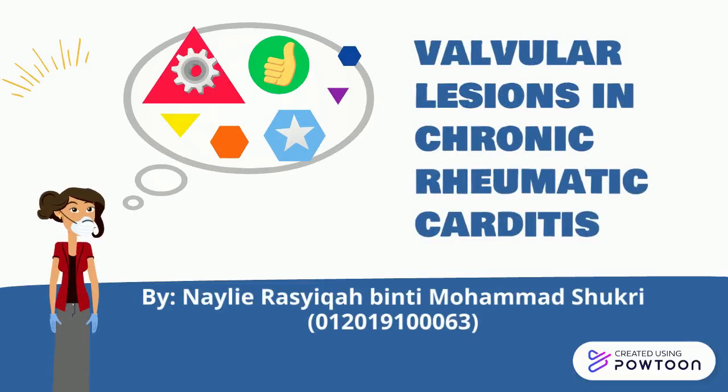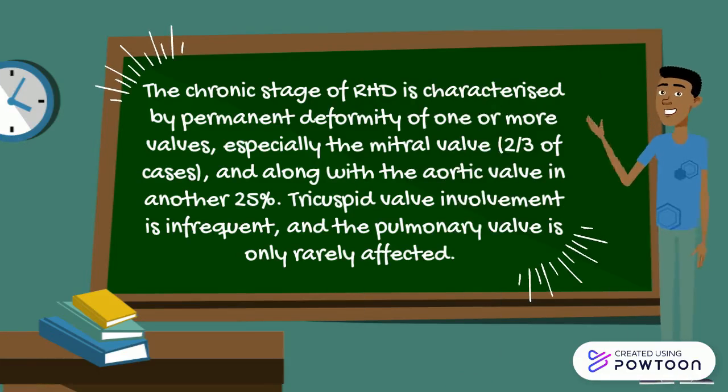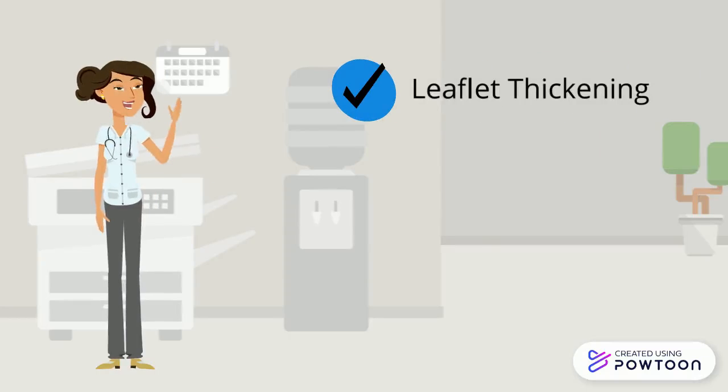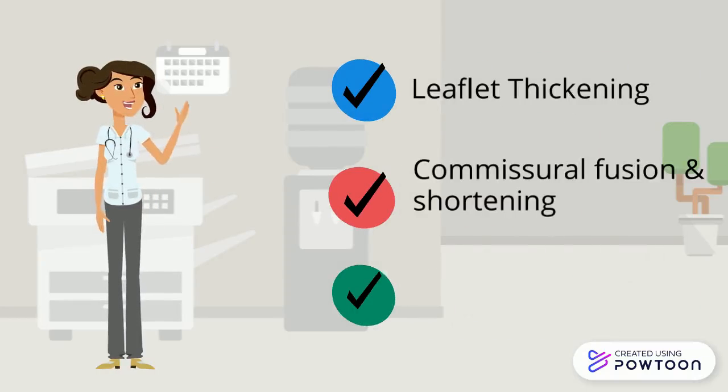The chronic stage of rheumatic heart disease is characterized by permanent deformity of one or more valves, especially the mitral valve and the aortic valve. The three cardinal anatomic changes of the mitral valve in chronic rheumatic heart disease are leaflet thickening, commissural fusion, and shortening, thickening, and fusion of the tendinous cords.